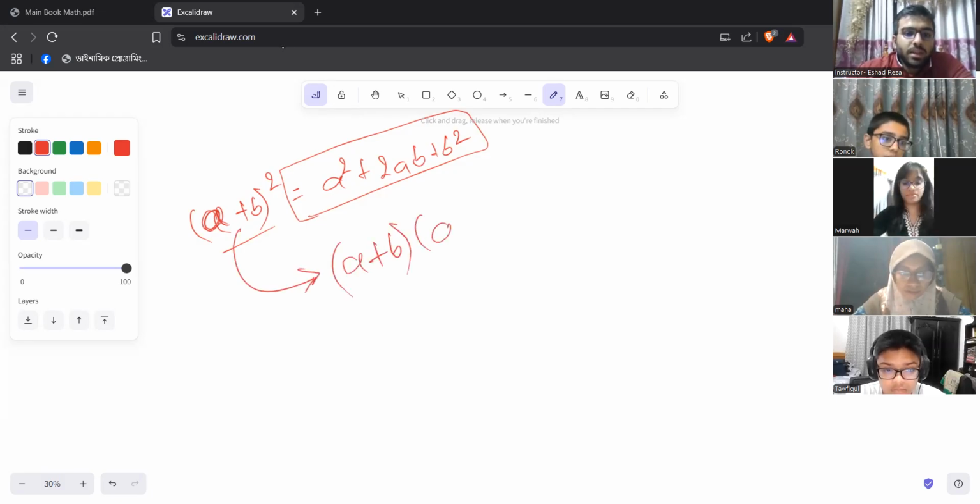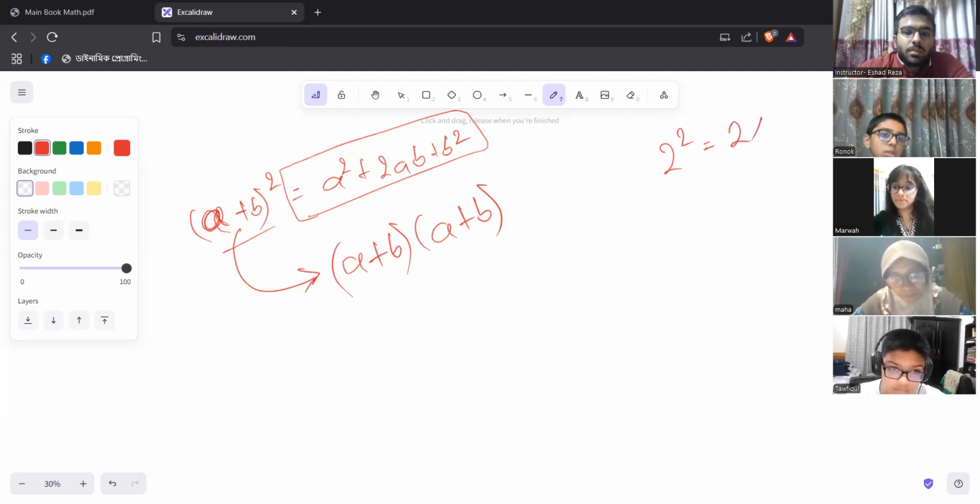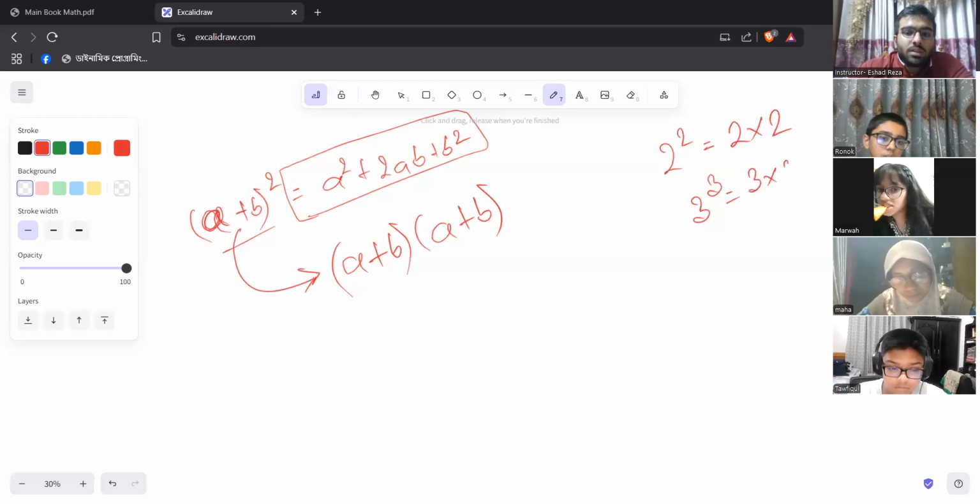A plus B whole squared just means A plus B into A plus B, right? Basically, when we have the square power, the power 2 over anything, that means we are multiplying it twice. Exactly. So for example, when we wrote 2 square, we just meant 2 times 2. When we wrote 3 cube, we just wrote 3 times 3 times 3.